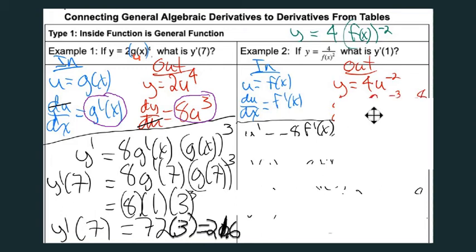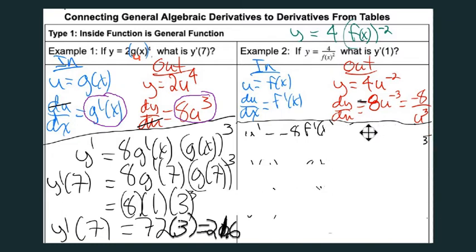4 times -2 is 8. Reduce that exponent by 1. Or sorry, there's a negative there too. I missed that negative, but I did write it in, but it's hard to see. So there's actually a negative right there. I'll add that there. So it's -8. -2 times 4 is -8. U, reduce the exponent by 1, -3. Now, I'm probably not going to write it that way. I probably want to write it as -8 divided by u cubed.